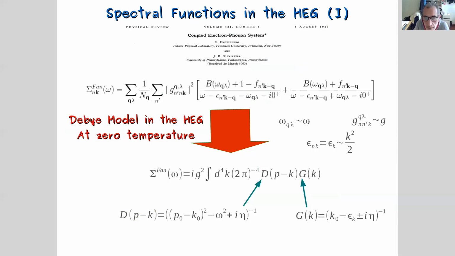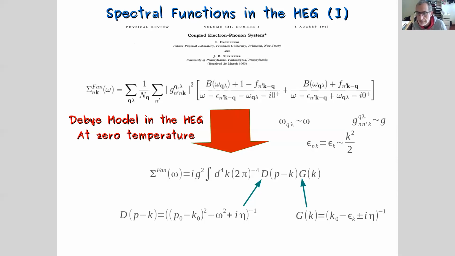I really do invite you to read this paper by Engelsberg and Schrieffer. Schrieffer is the guy of the Nobel Prize for BCS. In this paper they studied the Fröhlich self-energy in the homogeneous electron gas, studying different regimes of the interaction. This is a very pedagogical paper.